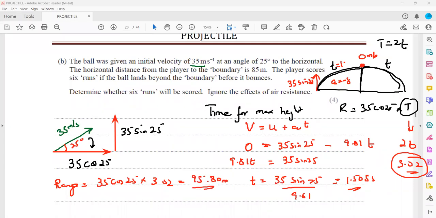So this means that this projectile will cover 95.8 meters, so it will land beyond the boundary, after 85 meters. So the player will score 6. Is it clear, this one?